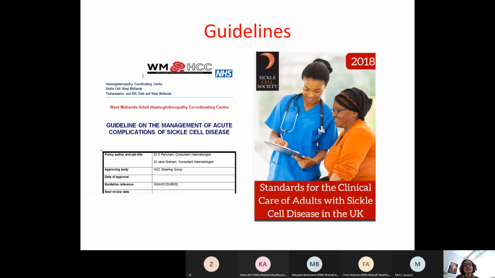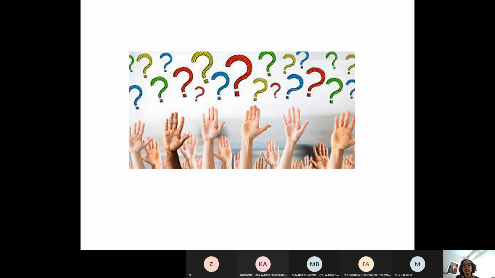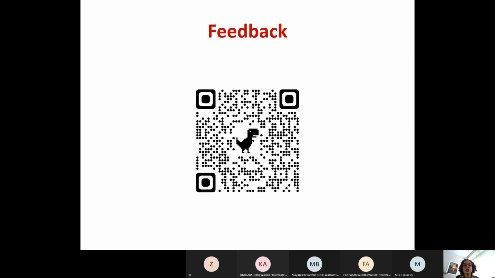There are some guidelines, and very soon our website for the network should be up so that we can access those guidelines there. And then there are the national standards, which are from 2018. I'm happy to take any questions. And I think this is your feedback QR code. So any questions, anything anybody would like me to clarify?